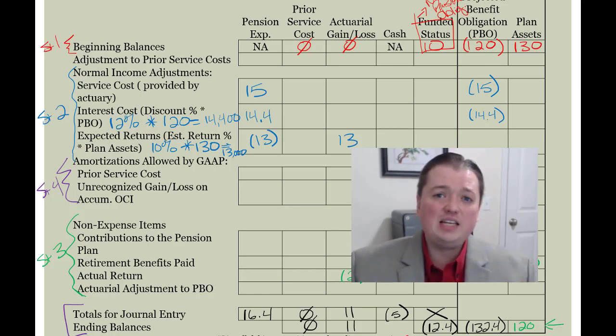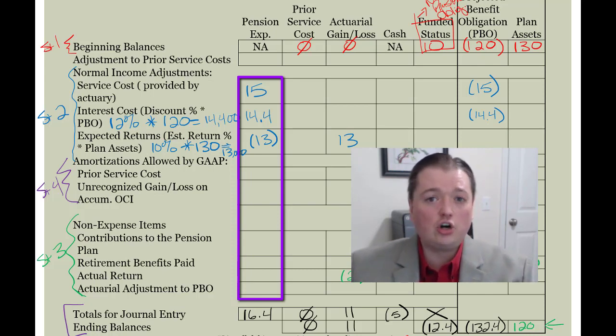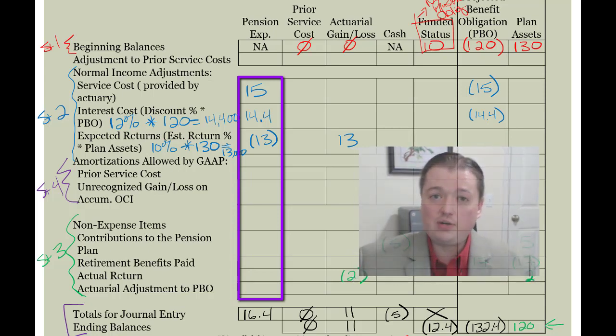Basically, what they've decided is that they don't want to lump all of this column together as pension expense. Instead, they want to break it down into the part that our employees are actually earning and the part that is market driven or estimate driven.